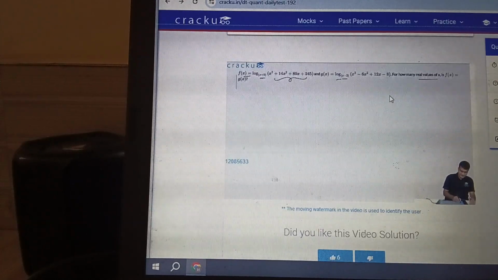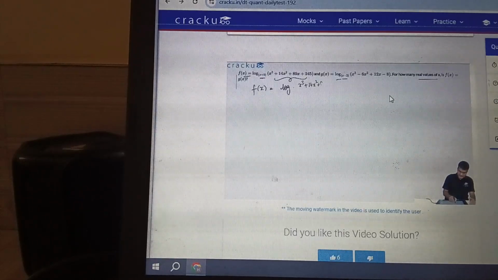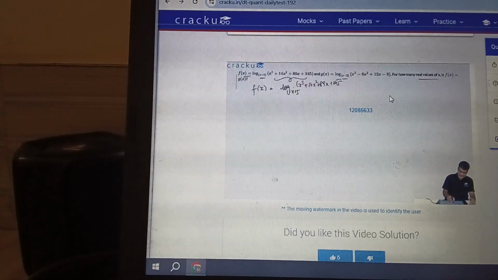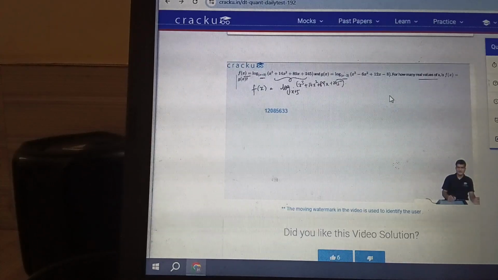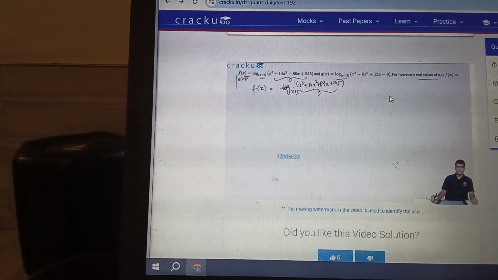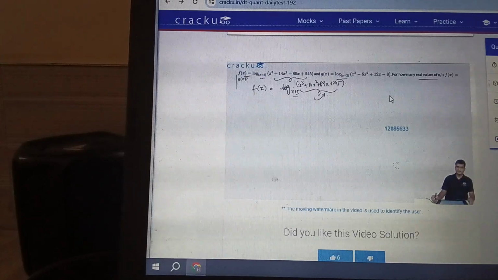So for example, in f of x, which is equal to logarithm of x cube plus 14x square plus 89x plus 245 to the base x plus 5, let us see if we substitute x equal to minus 5, whether the value of the cubic is equal to 0. If it is equal to 0, then we can say that x plus 5 is a factor of x cube plus 14x square plus 89x plus 245.